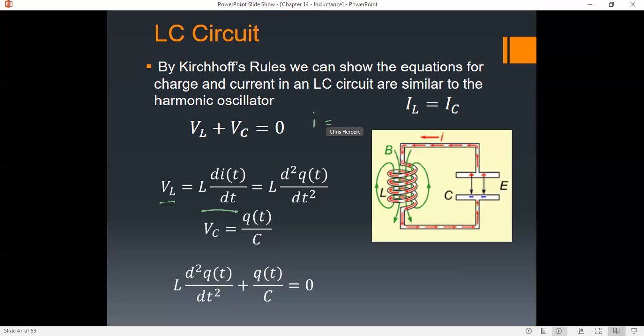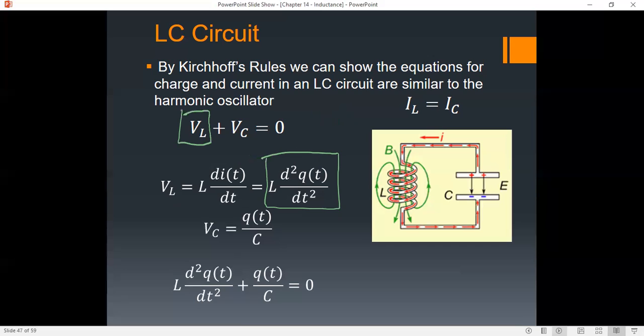i, we know, is dq/dt. So we can now replace i with dq/dt, and it becomes a second derivative of q as a function of time. So that is my first term, right? This right here is this right here.